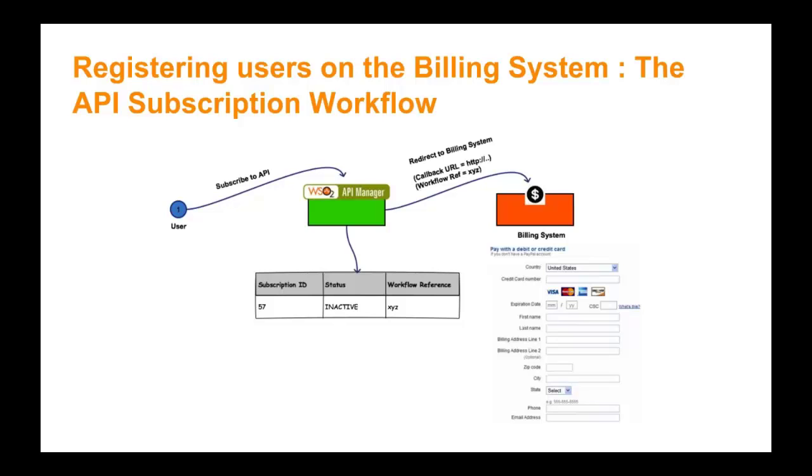In this case, the custom workflow would be: if you are subscribing to a commercial tier and your account doesn't exist on the billing system, through this workflow we will force you to go and register yourself on the billing system, and without you doing that, you will not be able to create any subscriptions on the API Manager. There will be several checks happening at this point. The first check would be whether you are subscribing to a free tier or a commercial tier. If it's a free tier, you can ignore and move forward. But if it's a commercial tier, then the second check comes into play, where you check whether this user already exists in your billing system or not. So this would be the second check.